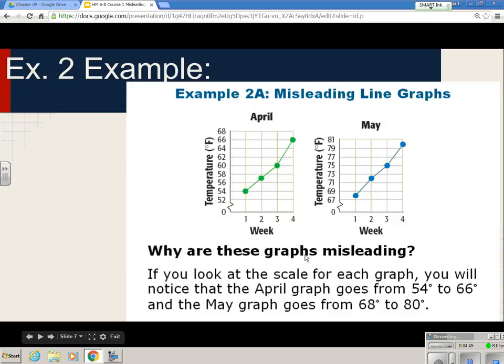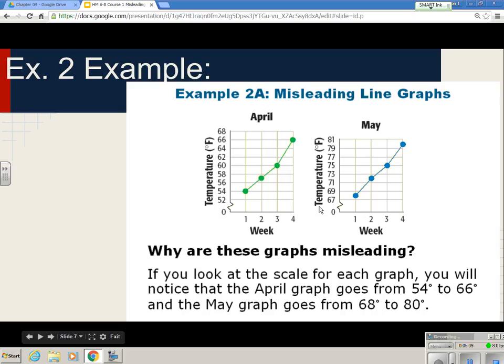All right, let's take a look at line graphs now. Line graphs are great for showing information over time. You can see we're looking at temperatures in April and temperatures in May, and we're looking at them over time in the sense of weeks. Week 1, 2, 3, 4. 1, 2, 3, 4. Okay.